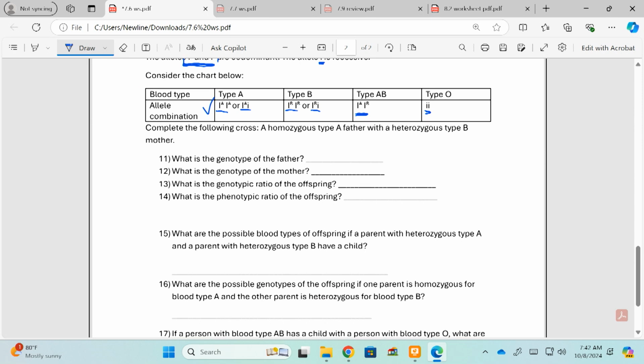Okay, it says, complete the following cross: a homozygous type A father and a heterozygous type B mother. All right, so dad is homozygous for type A blood. Let me draw my Punnett square first.